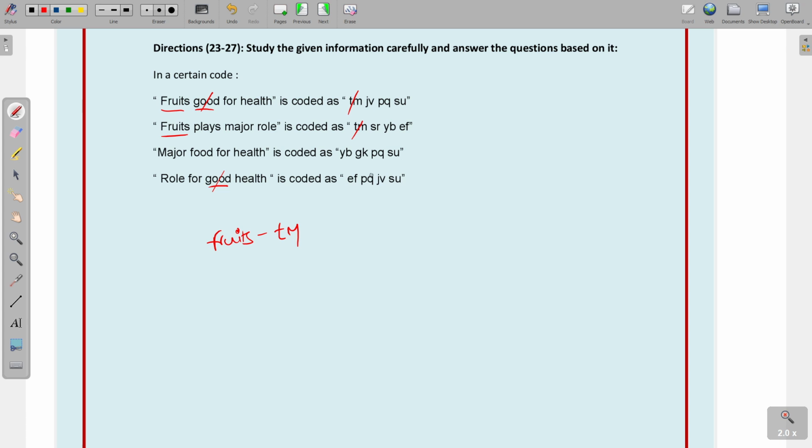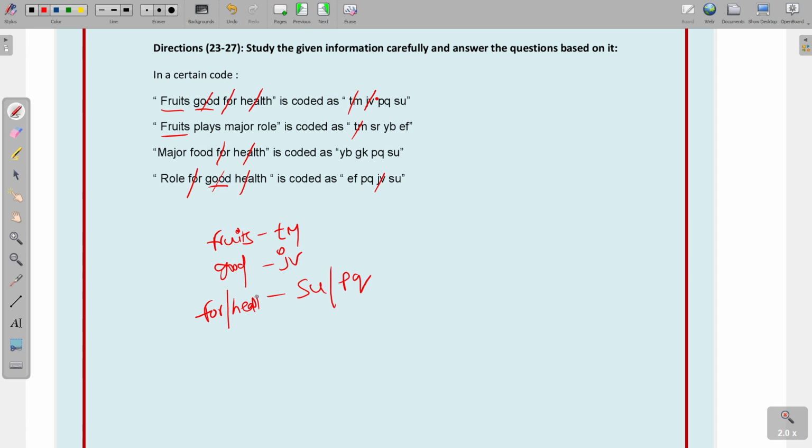So see JV. So only JV. JV lies in only the 1st and 4th sentence. So good is coded as JV. Next, for and health. So see for and health, and also for health and for health. So in the first, third and fourth sentence we have both for and health. So the remaining two codes SU and PQ are both coded as for and health.